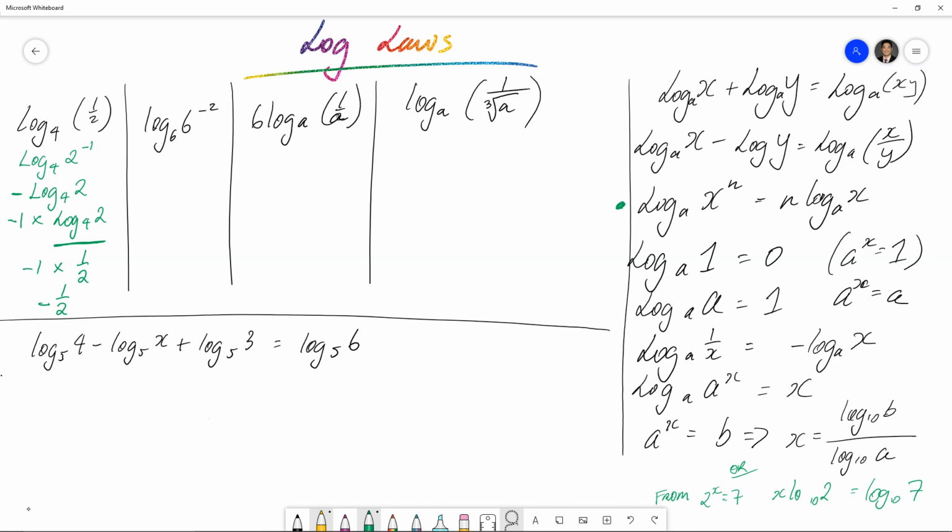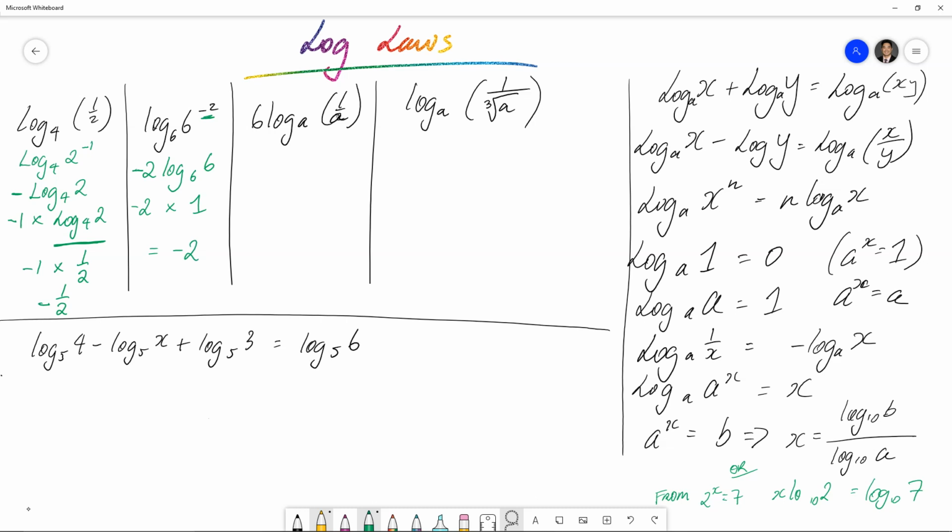Okay, next one. I'm going to do exactly the same thing. We've got minus 2 up the front, so I'm going to move it to the front here. Log base 6 of 6. And then if we look at our log laws, a term with the base and that value is just going to equal 1. So we'll end up having minus 2 times 1, because log base 6 of 6 is just 1. The coefficient is minus 2. Minus 2 times 1 is equal to minus 2.